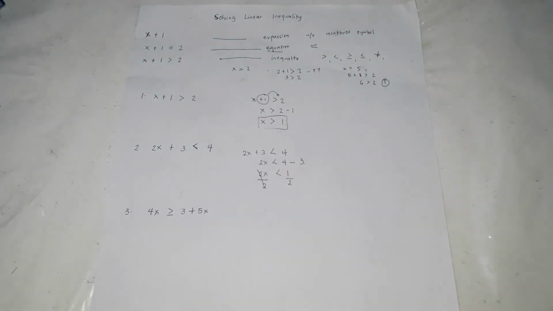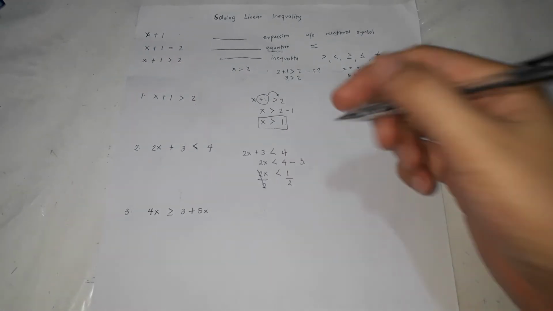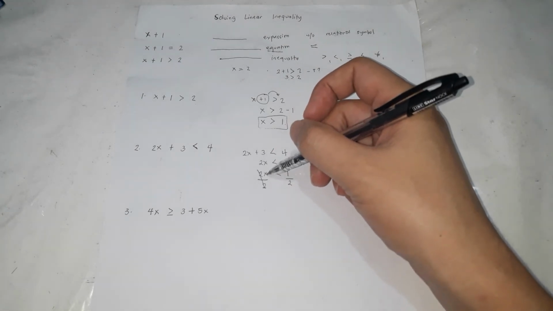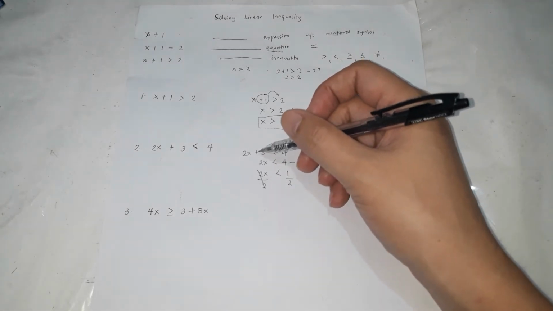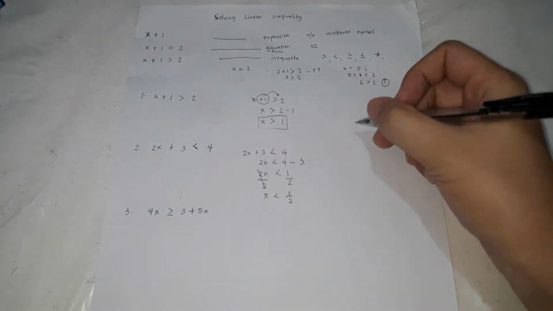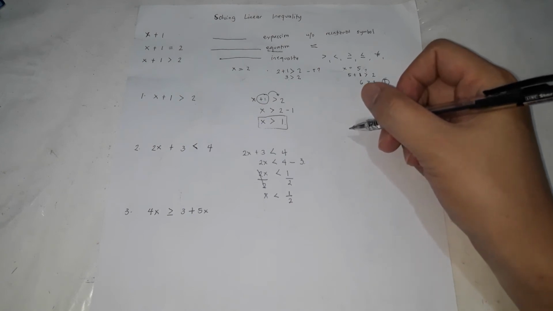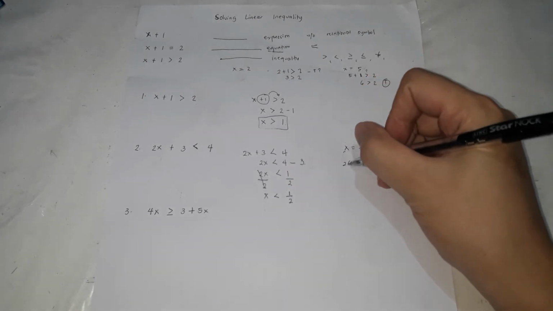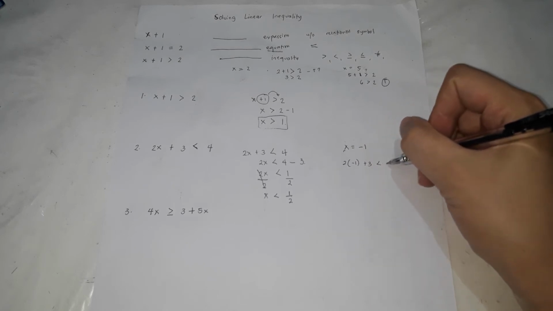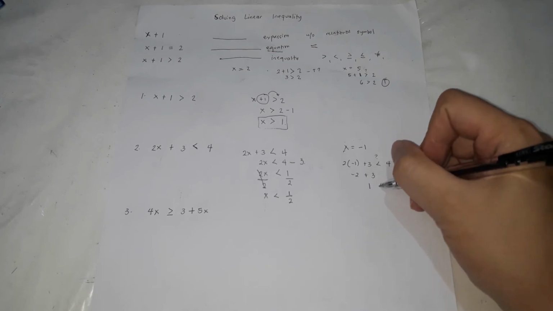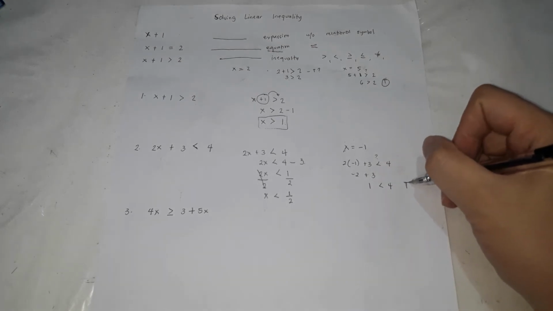Cancel mo. You divide it by the number na katabi. Mag-divide ka lang kapag ang number is katabi niya and there is no plus or minus. So x now would be less than 1/2. Let us check. What are those numbers less than 1/2? Let x be negative 1. Diba ang negative 1 is less than 1/2? So 2 times negative 1 plus 3 should be less than 4. So negative 2 plus 3, so positive 1. Is it less than 4? True or false? It's true.